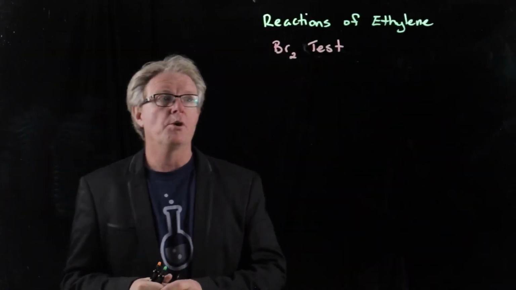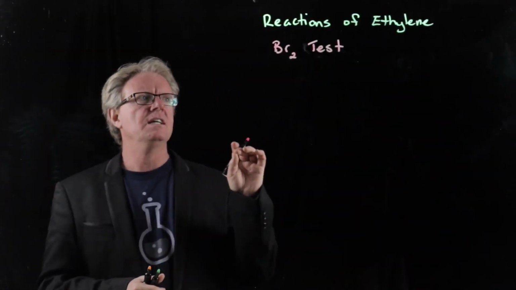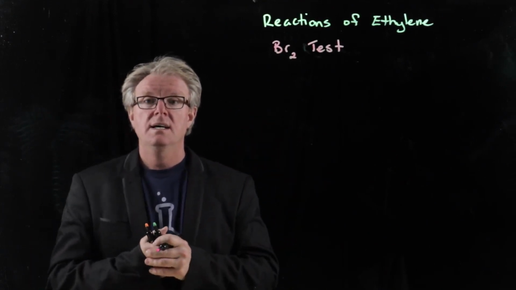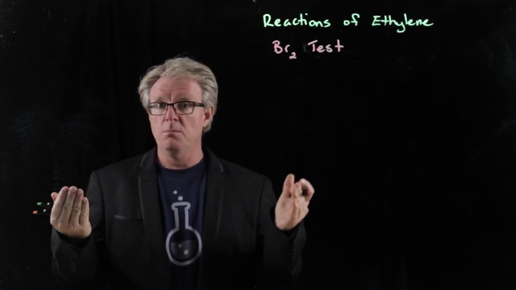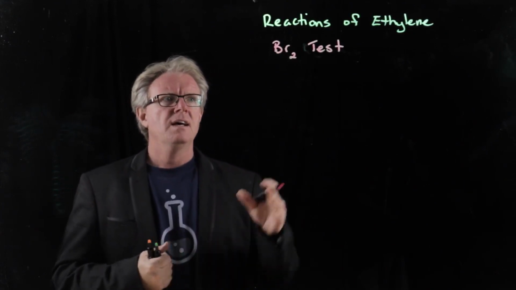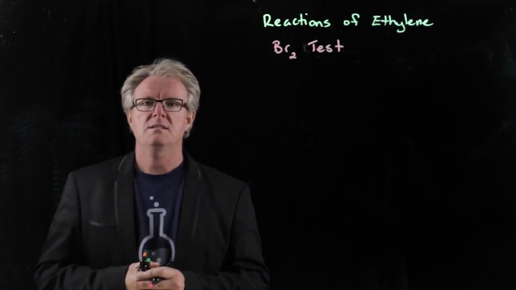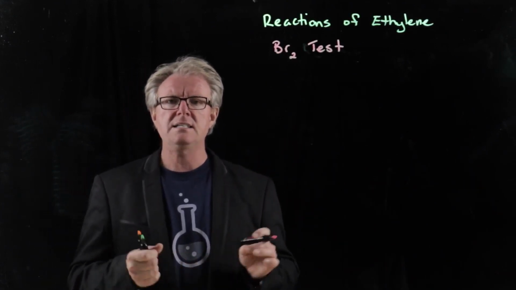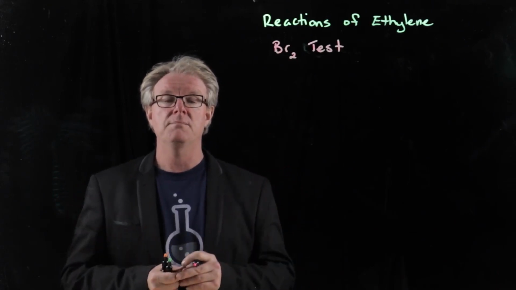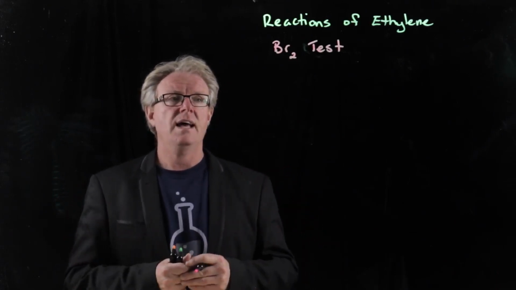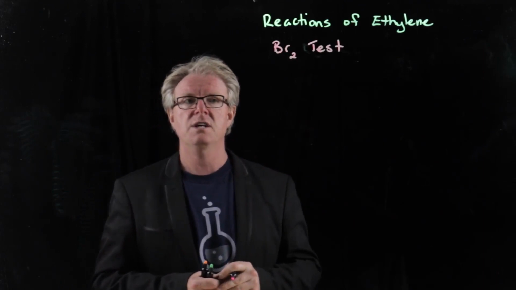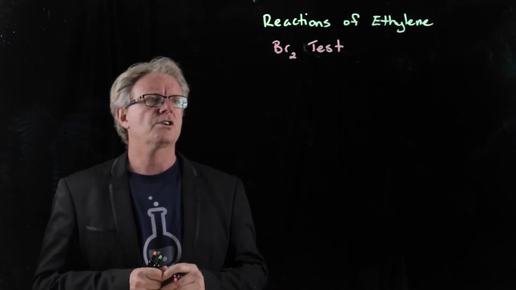We're ready to examine the bromine test. Okay, we've seen that ethylene can react with itself as a monomer to produce polyethylene. Another type of reaction is the bromine test, and this one you're going to be looking in detail when we do the practical investigation in how we determine the difference between alkanes and alkenes. But just briefly, let us go through it.